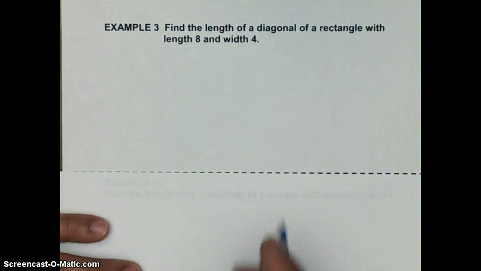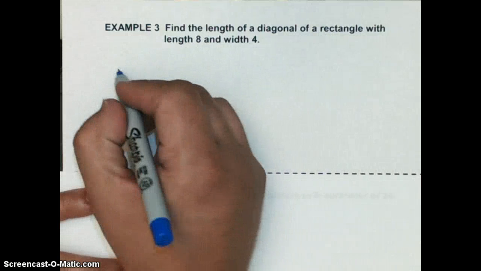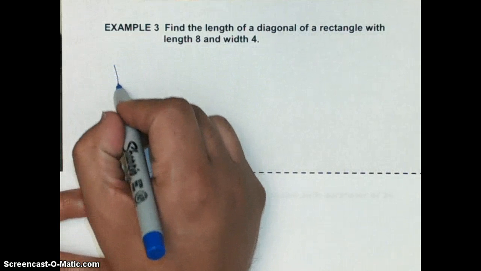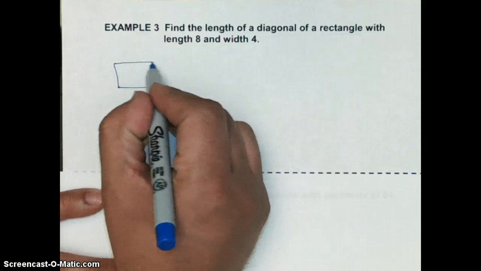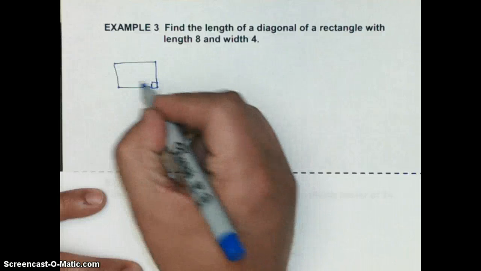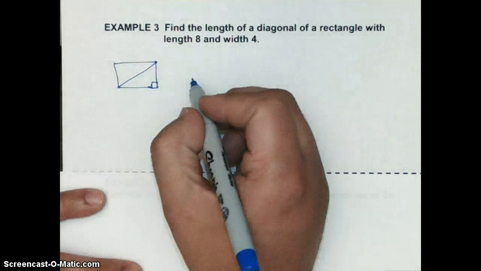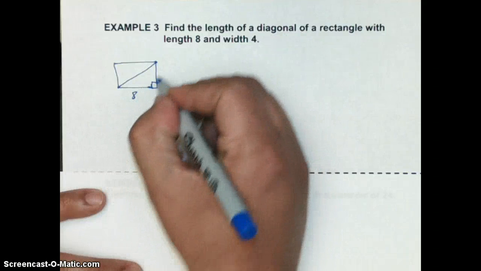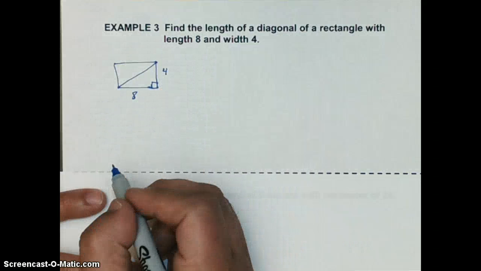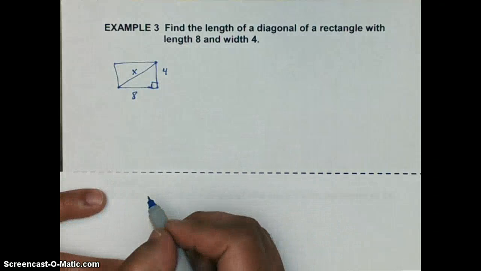Alright, next example, we want to find the length of a diagonal of a rectangle with a length of 8 and a width of 4. Just to help you visualize, I'm going to draw a rectangle. Remember, this would be 90 degrees, so I'm going to make my diagonal here. Let's say the length is 8 and the width is 4. So this is what I'm looking for.